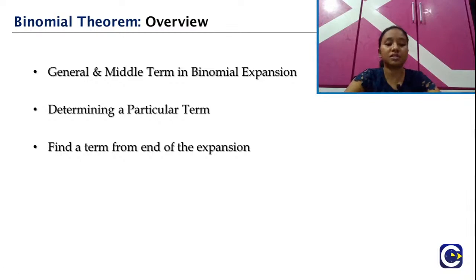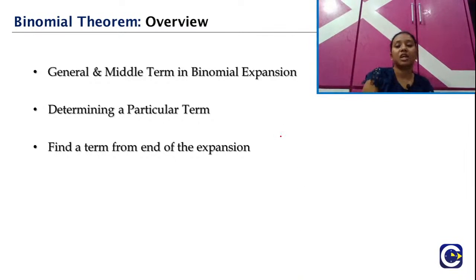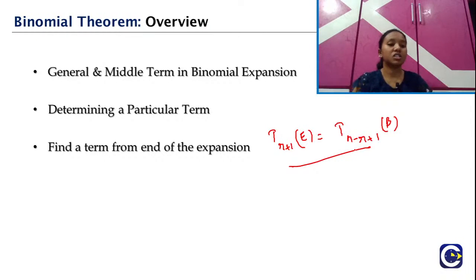So the next term here is finding a term from the end of an expansion. That means if we are having t(r+1) from the end, that will be equal to t(n-r+1) from the beginning. So this is the relation between our terms from the end of the expansion as well as the terms from the beginning of the expansion. Using this condition, we can directly find whatever term is required from the end of the expansion.